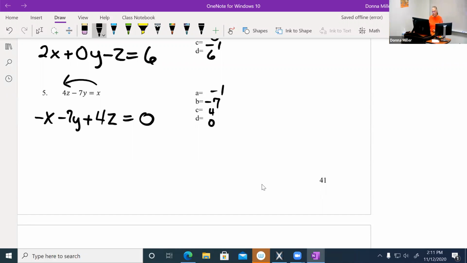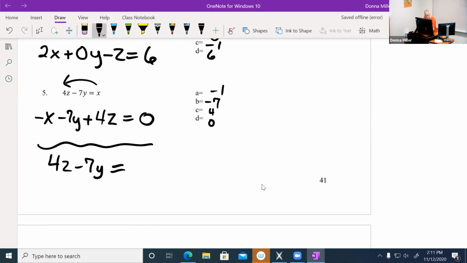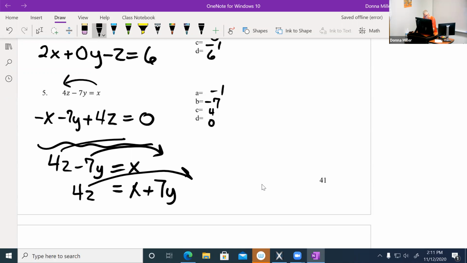Now, what if I wanted to move everything to the right? I could do that. I'm just going to get a slightly different equation, but it'll still work. So let's say I did 4z - 7y = x. So let's say I want to move the y over. So I get x + 7y = 4z. Now I move the 4z over and it becomes negative.